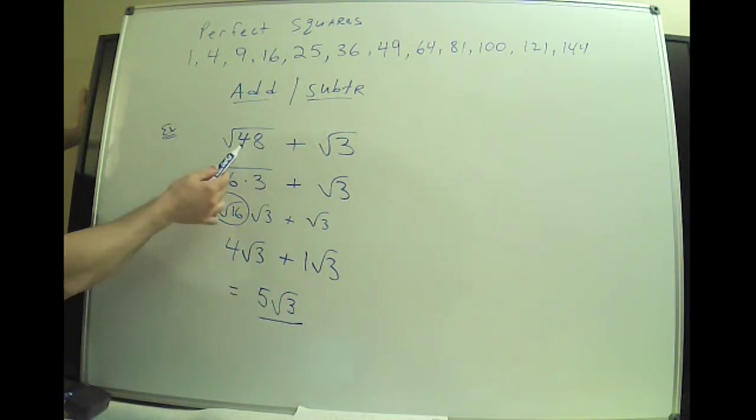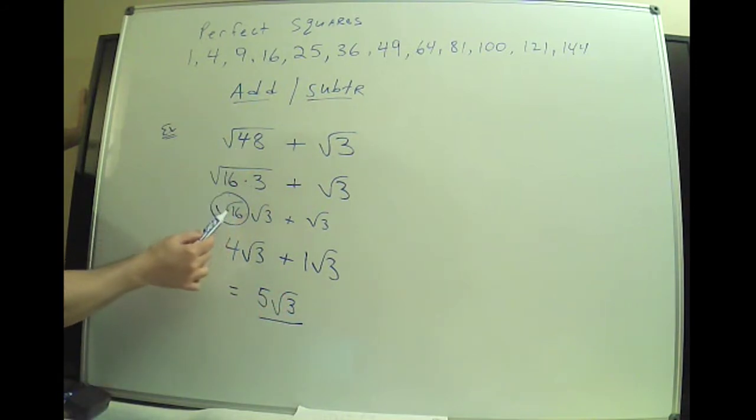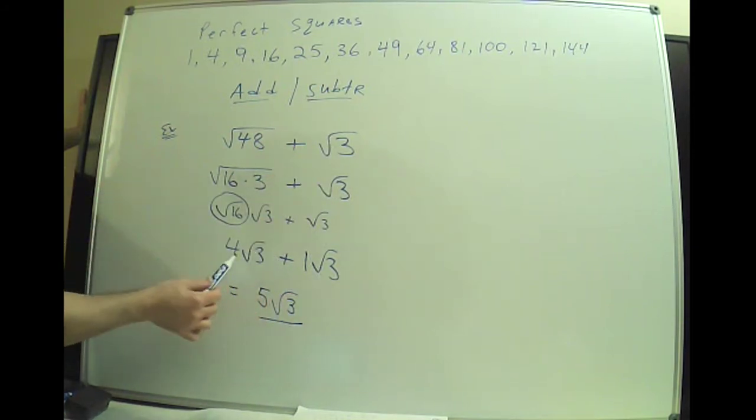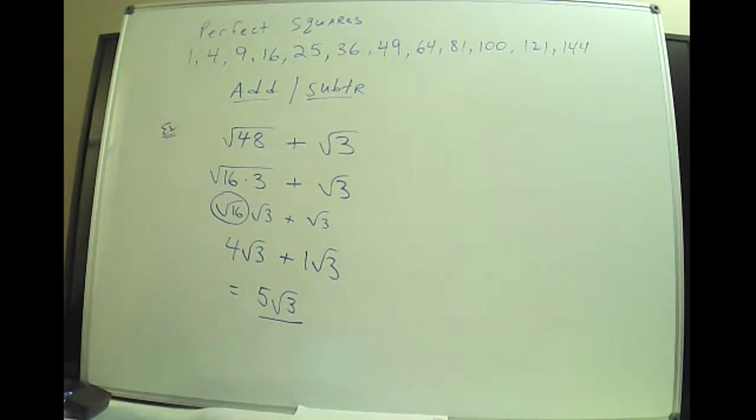All right? So you split 48 with 16 and 3. 16 is a perfect square, comes out of jail as 4. You had 1 radical 3 waiting to be added together with him. So I add them up, and you get 5 radical 3.